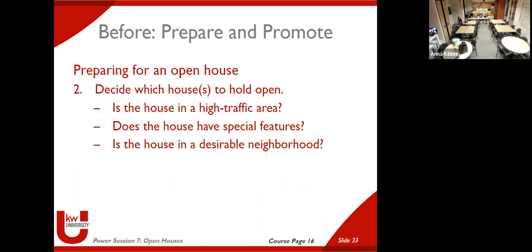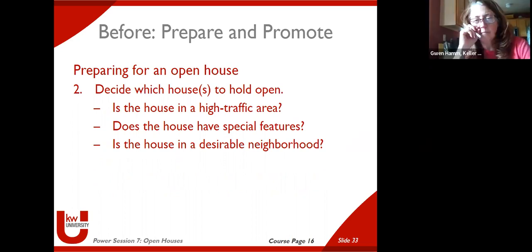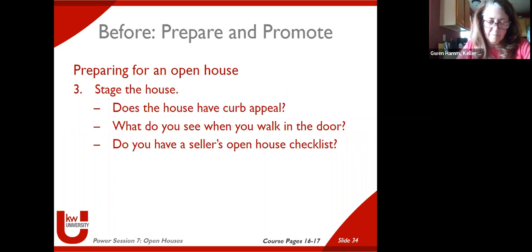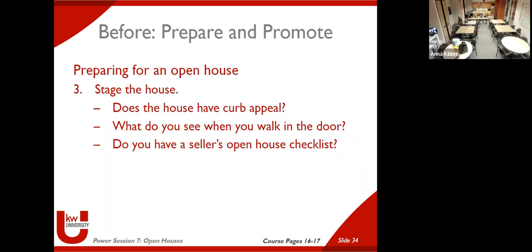Does the house have special features? Is the house in a desirable neighborhood? Does the house have curb appeal? What do you see when you walk in the door? Do you have a seller's open house checklist?